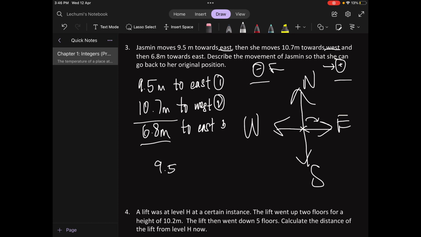9.5 positive. This is a positive number, and then plus 10.7 meters towards west. West is negative, so let's add negative 10.7, and we're going to add 6.8 meters, which is east, so it's going to be positive, so 6.8. And what are we going to get? I'll give you a moment to use calculator.